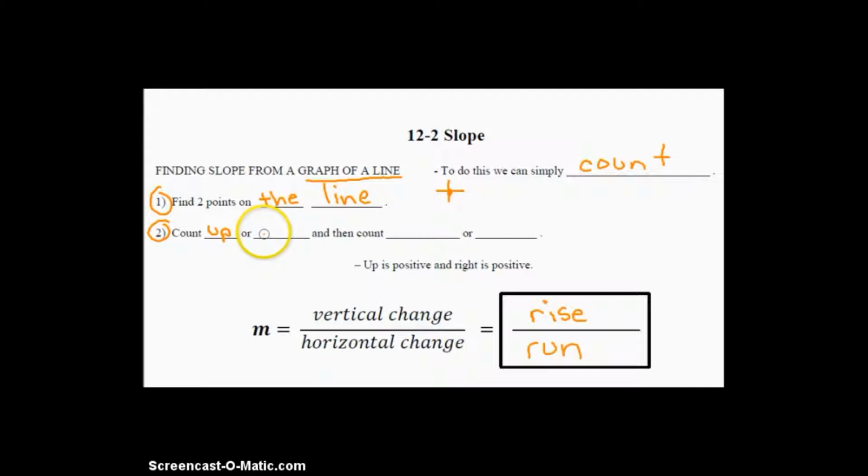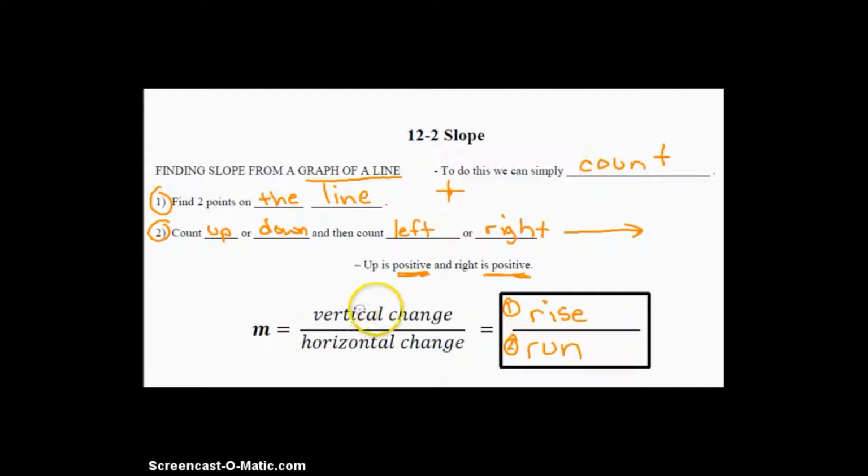Remember, rise doesn't have to be going up all the time. It doesn't have to be positive all the time. It's up or down. And then count. So first we did our rise. Rise is always first. Run is second. Run is left and right. Remember, we're reading from left to right going across the page, so we're looking for our left to right of our run. So up is positive and right is positive. Keep that in mind when you are solving for what your slope is.